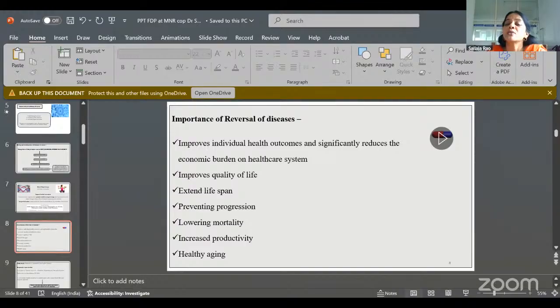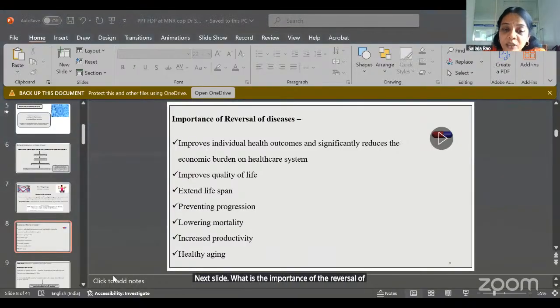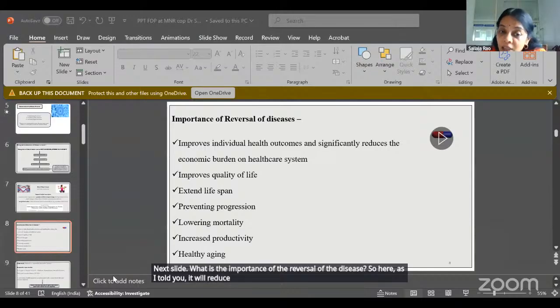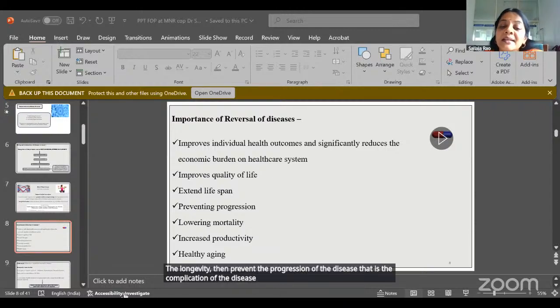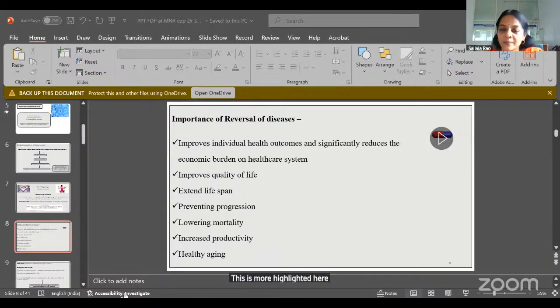What is the importance of the reversal of the disease? As I told you, it will reduce the economic burden on society and on the healthcare system. Then it improves individual health outcomes, quality of life, and longevity, prevents the progression of the disease, that is the complications of the disease, lowers mortality, and increases productivity and healthy aging. This we can highlight because as we age, we tend to depend on medications. So this is more highlighted here, that is healthy aging. Yes, next slide.